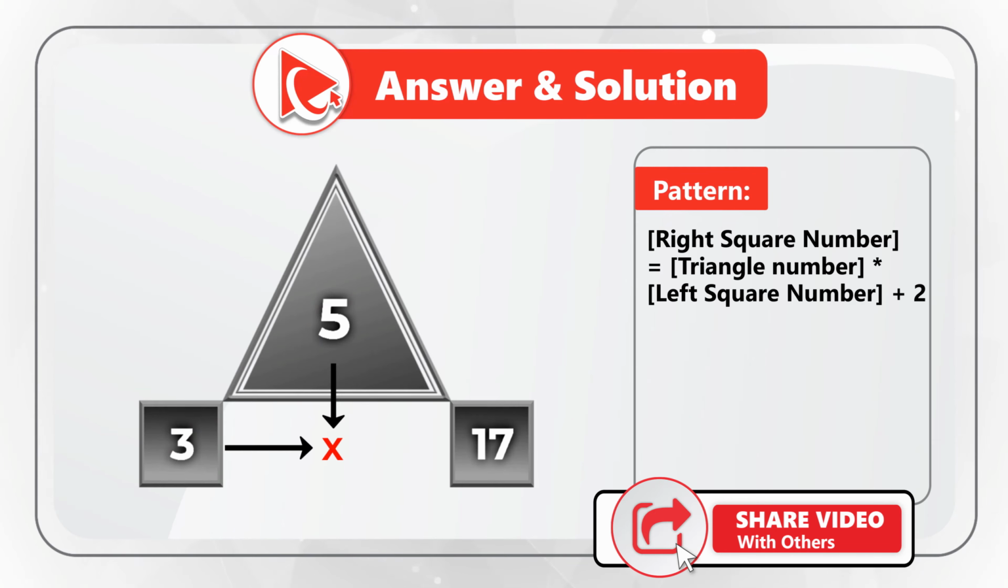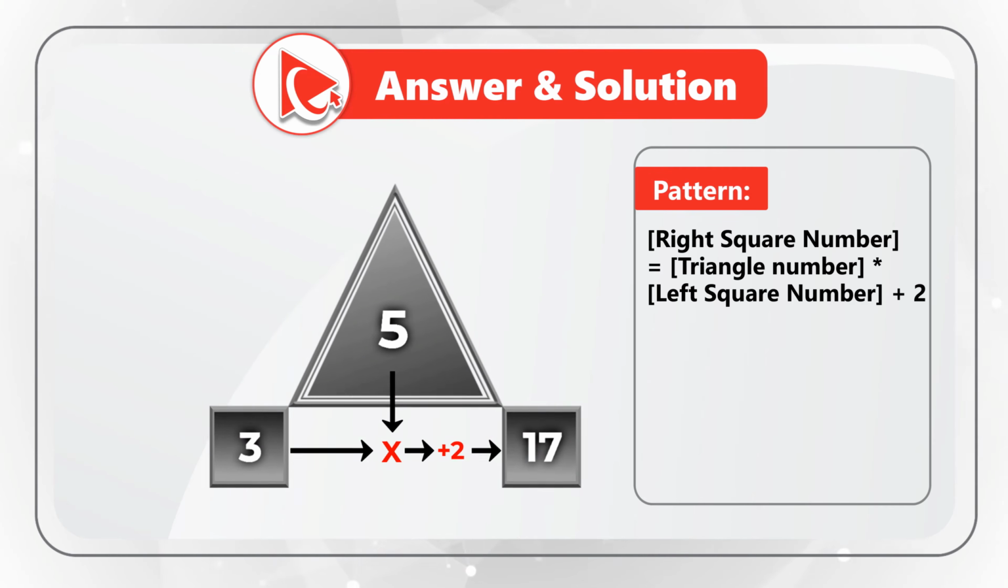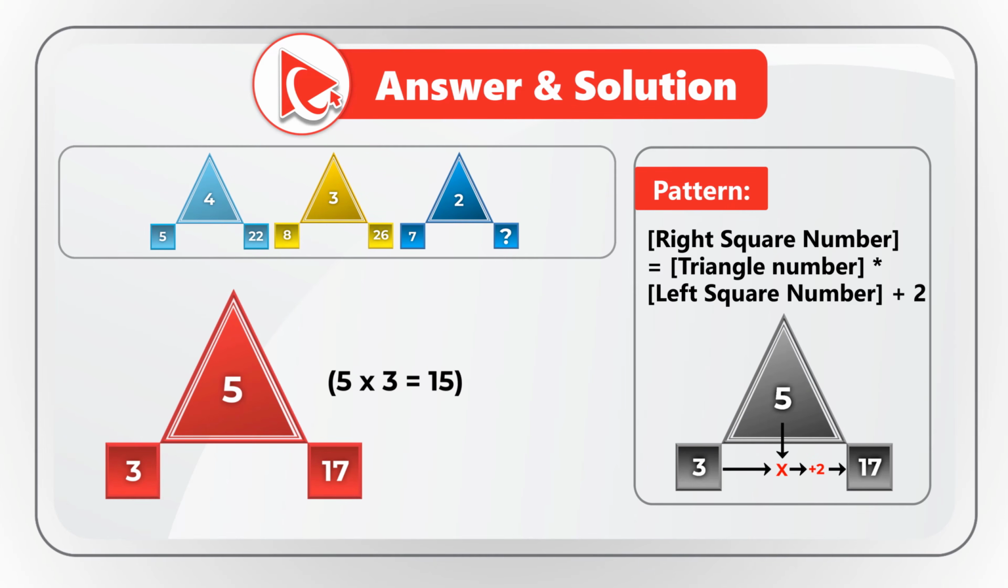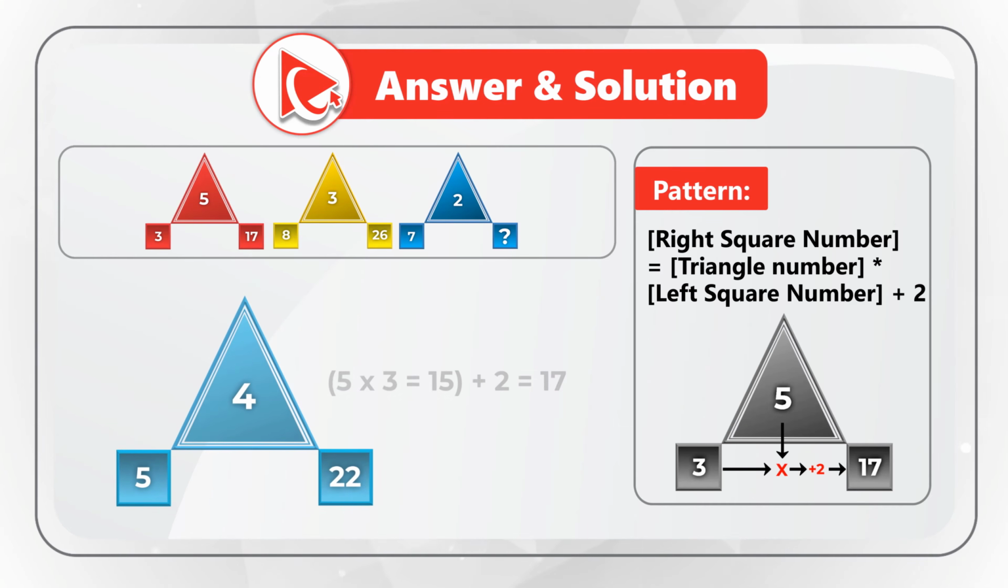And on top of this multiplication, you also add 2 to the end result of the calculation. Let's look at the example. If we multiply 5 by 3 in the first object, the end result of this calculation would be 15. Then we add 2 to 15, and that's how we get to the number in the right square, which is 17.